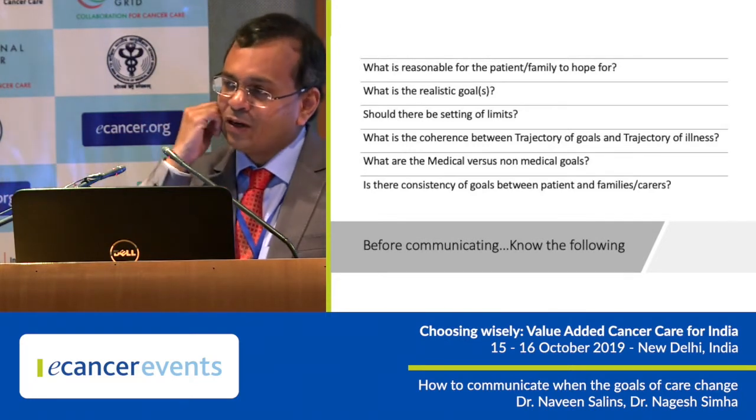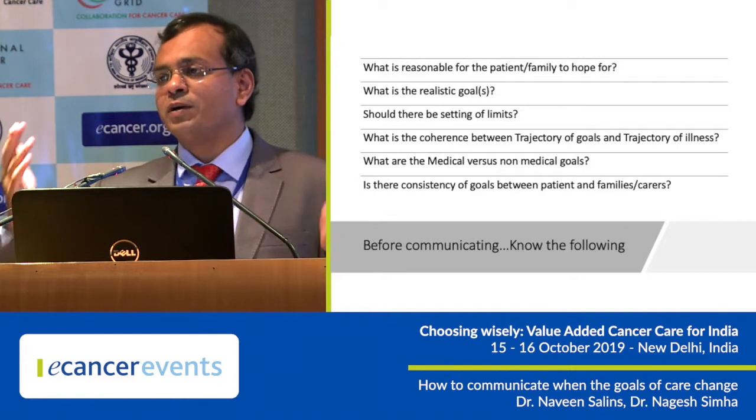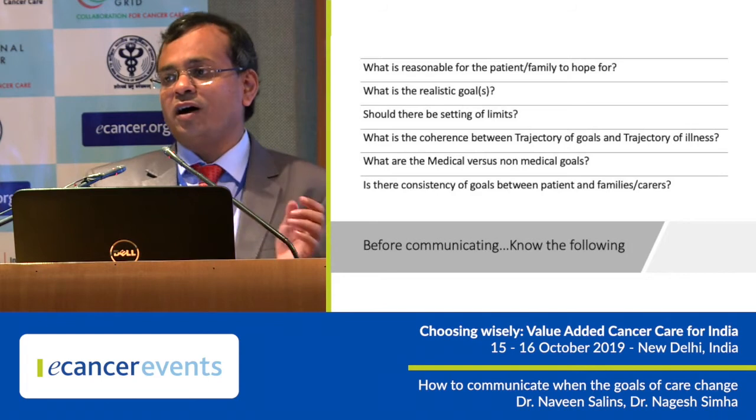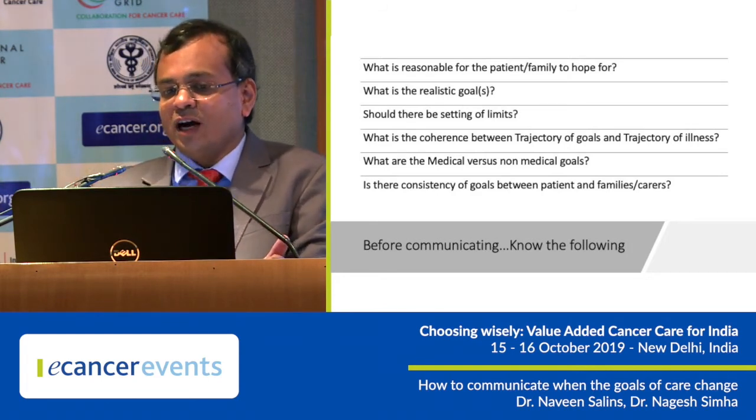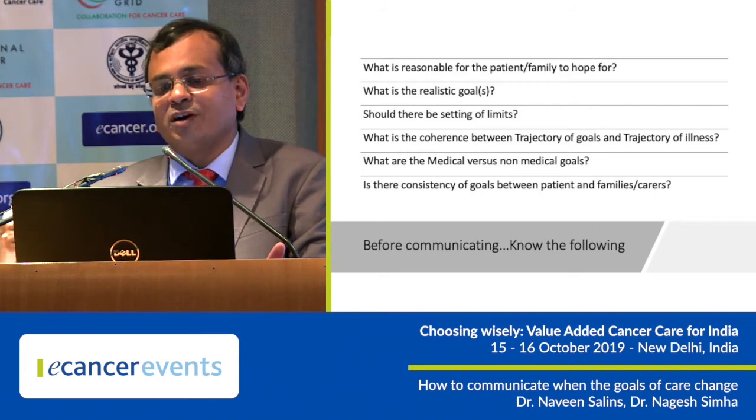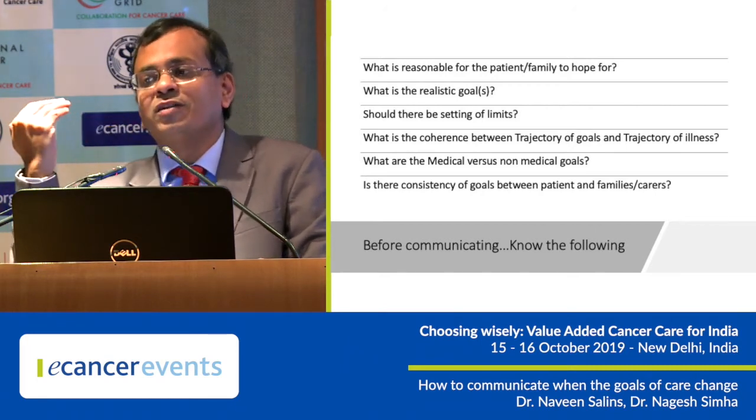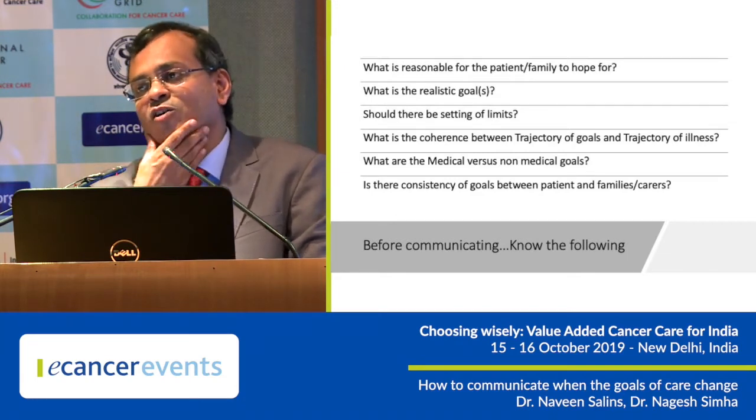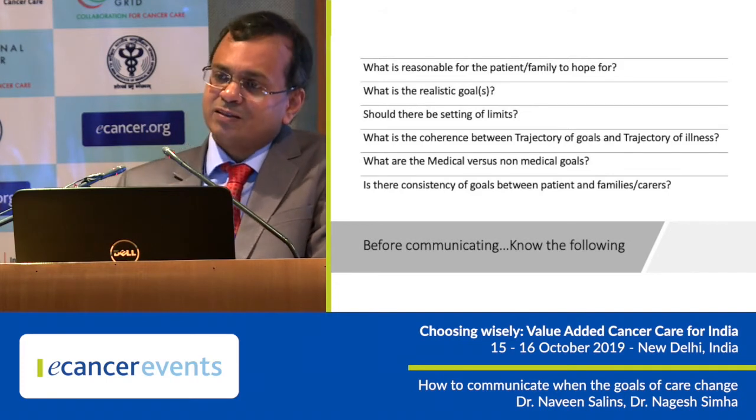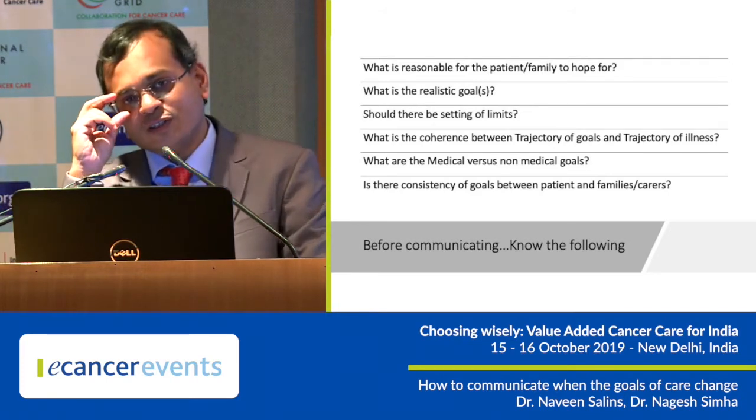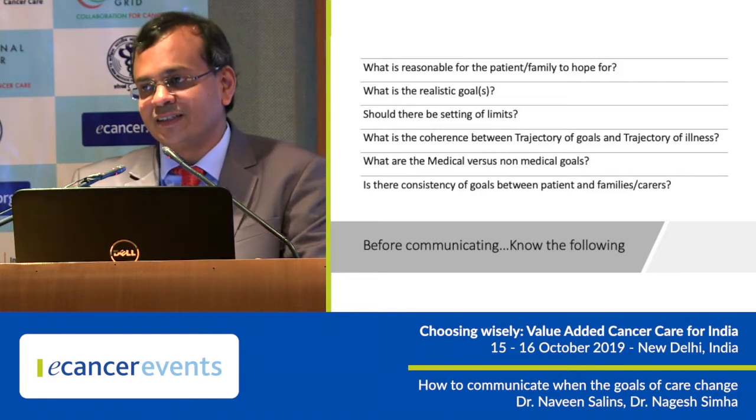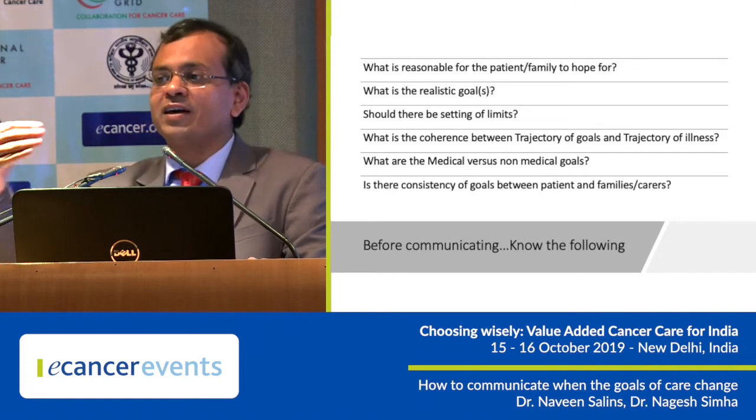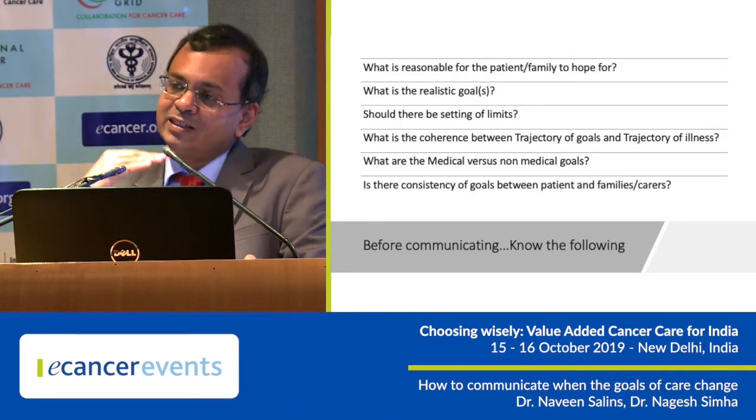The patient and family may say that the realistic goal is a complete cure, but you know that is not the realistic goal. So you need to understand what is the realistic goal and what is reasonable for the patient and family to expect, and whether there should be a setting of limits. Many times I have seen some medical oncologists, because the patients ask and the family asks, give what is called chemotherapy on compassionate grounds. Because the patients and families have asked, they give it. But should there be a setting of limits?